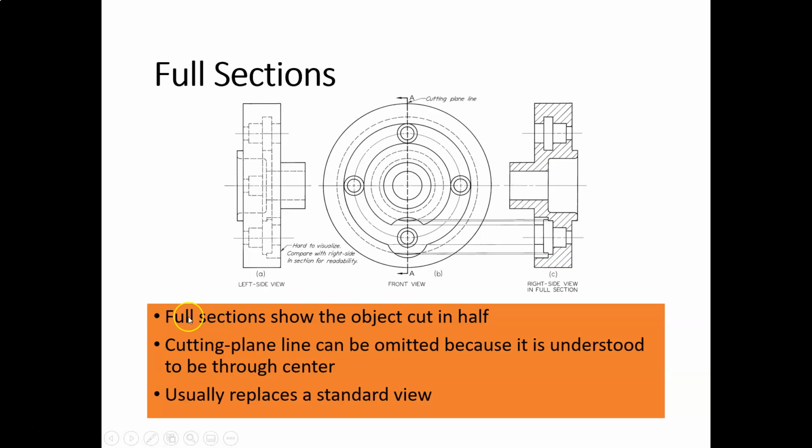Okay. So as I said, the full section shows the object cut in half. The cutting point line can be omitted in some cases if it's understood to be through the center. So this is one of those conventional practices. Technically speaking, we do not have to show a cutting point line here if there's only one section view, right? If we have multiple section views, we're going to have multiple cutting points, and so we need to show them all. But if we only have one section, it's a full section, we can omit this cutting point line. And it's replacing the standard view, in this case, the right side view.